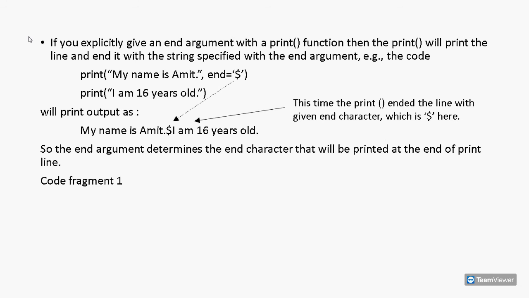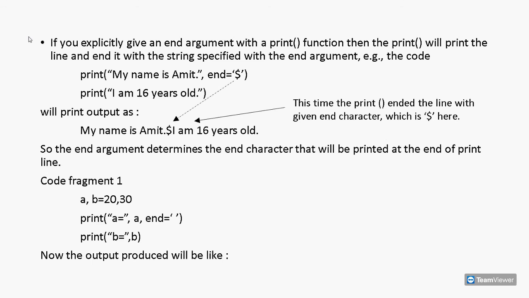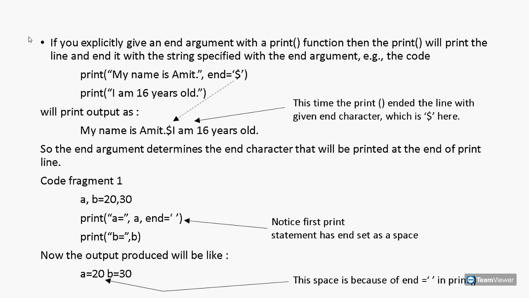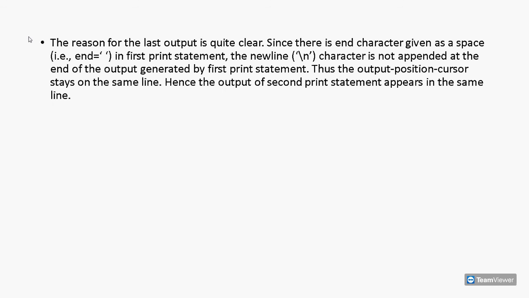Code fragment 1: A, B = 20, 30. print("A =", A, end=' ') print("B =", B). Now the output produced will be like: A = 20 B = 30. Notice the first print statement has end set as a space. The space that we see in the output is because of this end equal to space in the print statement above.